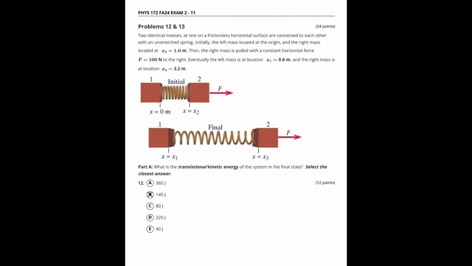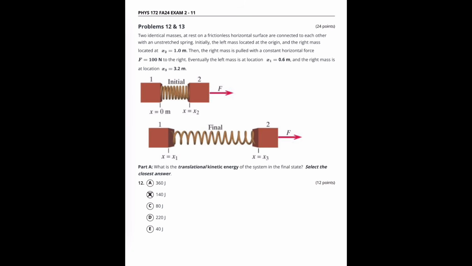Problems 12 and 13 state, two identical masses at rest on a frictionless horizontal surface are connected to each other with an unstretched spring. Initially, the left mass is located at the origin and the right mass is located at x2 equal to 1.0 meters. Then the right mass is pulled with a constant horizontal force of 100 newtons to the right. Eventually, the left mass is at location x1 equal to 0.6 meters, and the right mass is at location x3 equal to 3.2 meters.